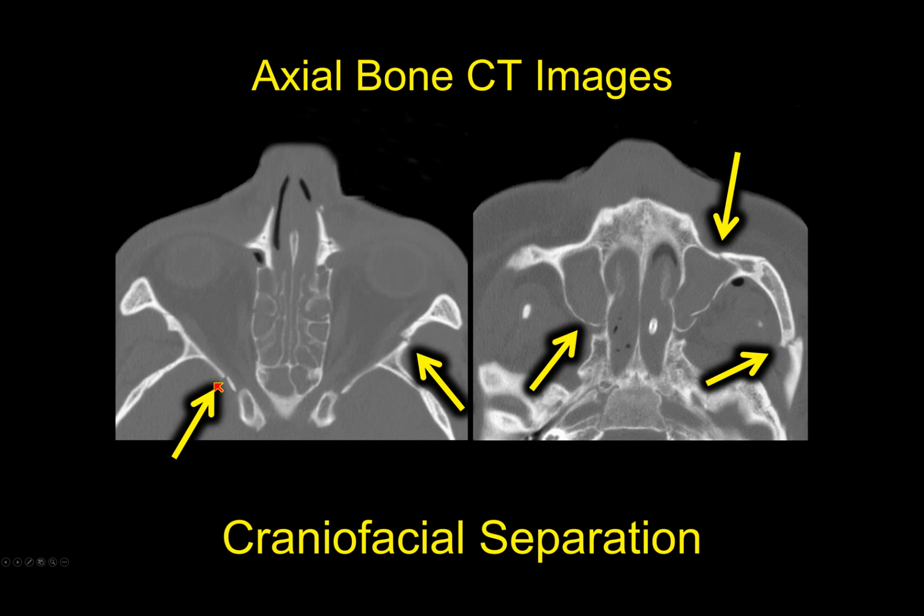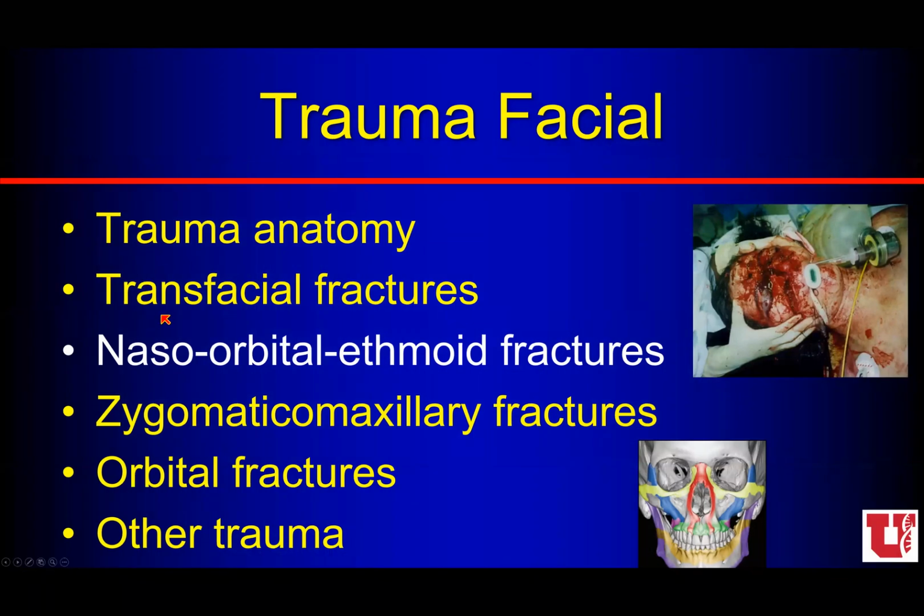And again, we think about these Lefort fractures as very rarely occurring in isolation. Often there's more fractures involved with those facial bones. So that's what we think about with transfacial fractures, those Lefort fractures that are created because of those horizontal and vertical buttresses or struts. So next we have nasal orbital ethmoid fractures.